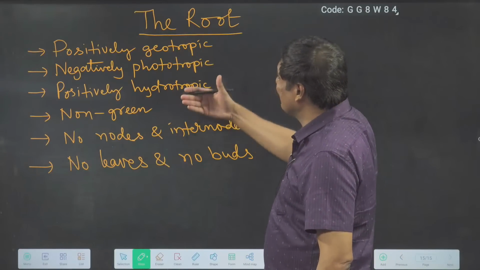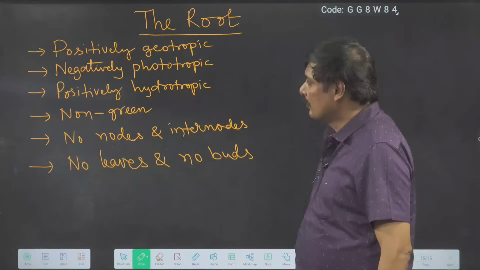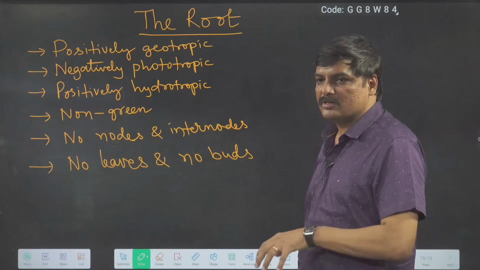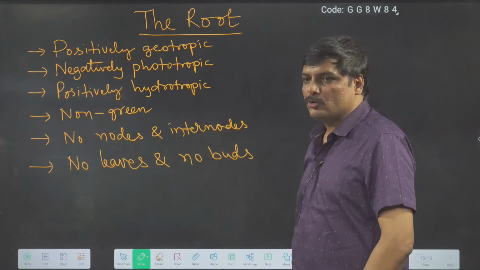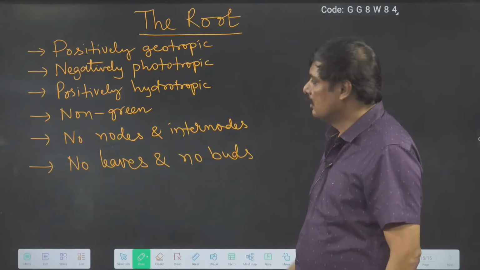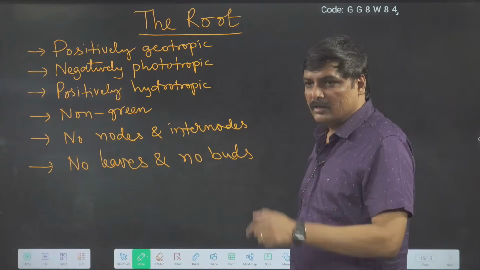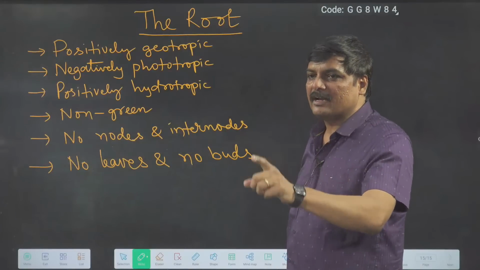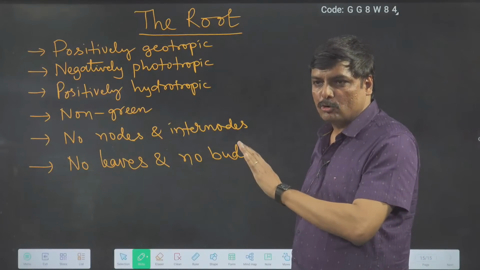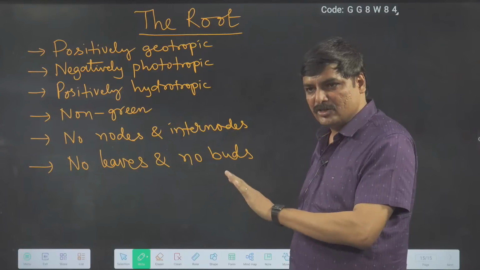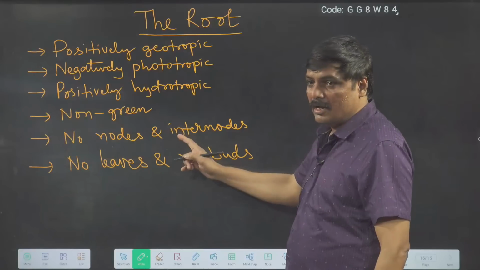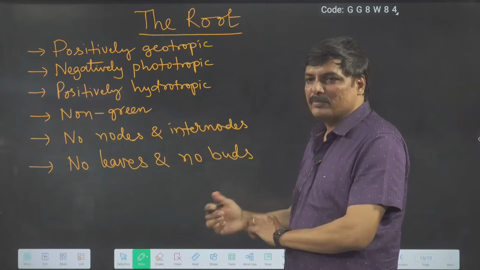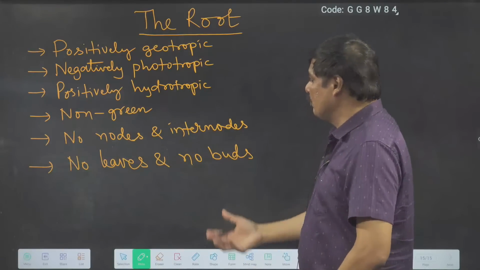These are the characteristic features of the root. Root is positively geotropic. They grow always towards the gravity, towards the soil. Root is negatively phototropic. That means they grow away from the light. Roots are positively hydrotropic. They grow towards the water that is present in the soil. Roots are usually non-green in color because there is no chlorophyll in roots. Exceptions may be there, but generally, roots do not contain nodes and internodes. That means no nodes and internodes, no leaves, no buds.